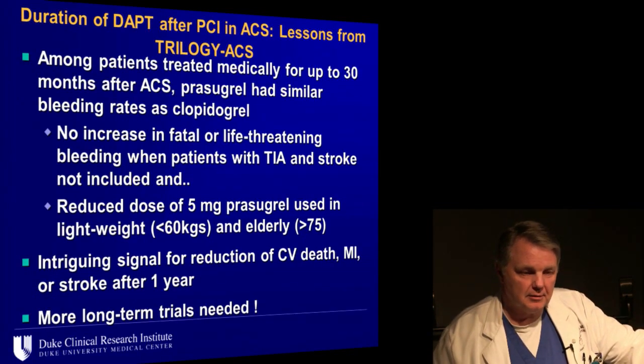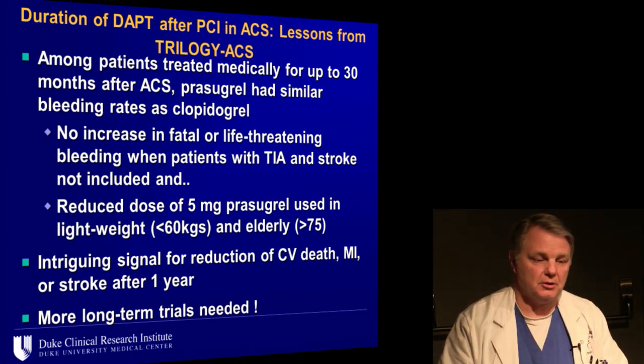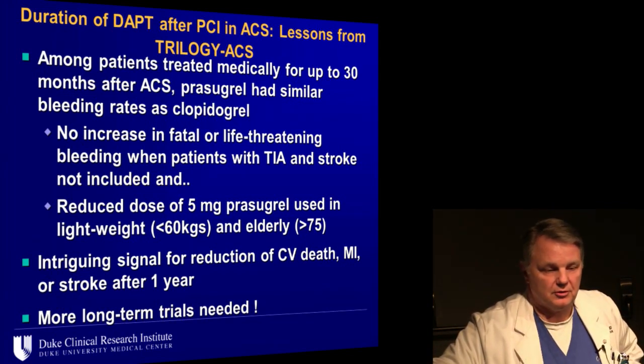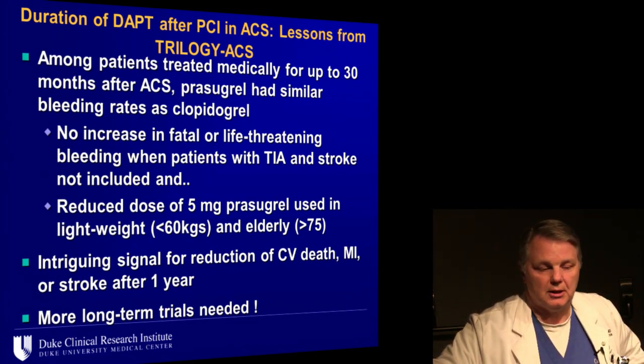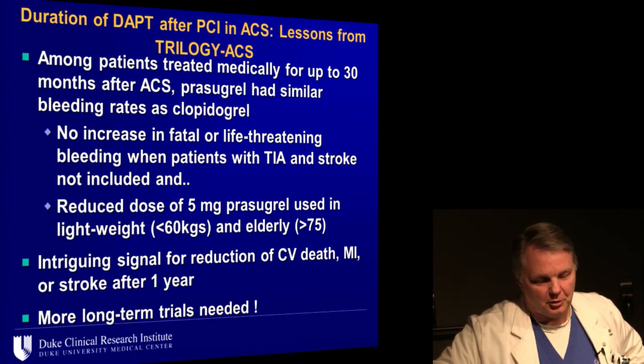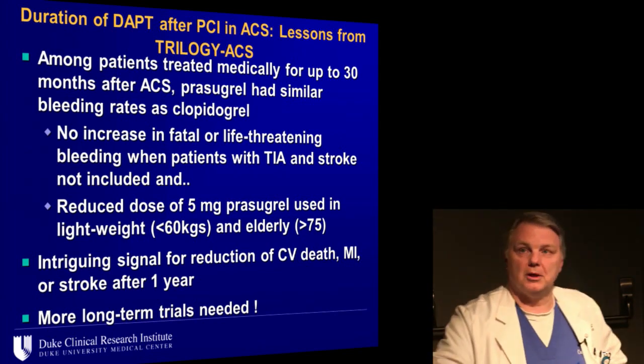So in the overall context of TRILOGY-ACS, among patients treated medically for up to 30 months after ACS, prasugrel had similar bleeding rates as clopidogrel, with really no difference. But you have to remember, you have to reduce the dose to 5 milligrams in the lightweight, exclude patients with TIA and stroke, and be careful in the elderly. We have an intriguing signal for reduction of CV death, MI and stroke after 1 year, but I don't know what that means yet. And hopefully more long-term trials will help us understand how long we should use dual antiplatelet therapy.